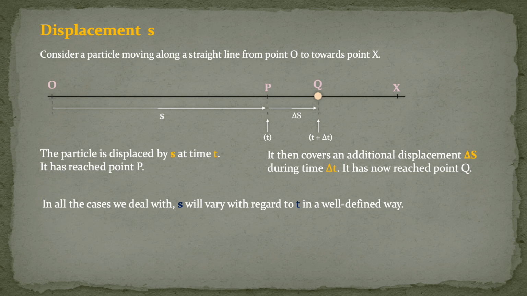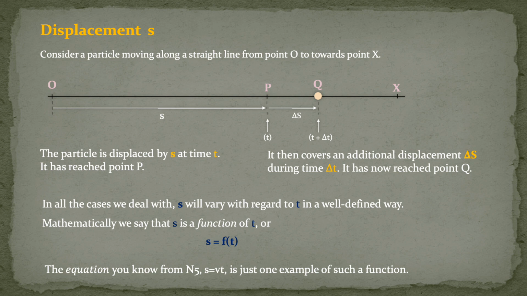Now, in all the cases we deal with, the displacement s will always vary with regard to t in a well-defined way. Mathematically, we say that s is a function of t, or in symbols, s equals f of t. Now, we won't actually use this function notation very much in the Advanced Higher course, but it's as well that you're familiar with it. You have in fact already worked with s being a function of t when you used the displacement equals velocity times time equation in National 5.